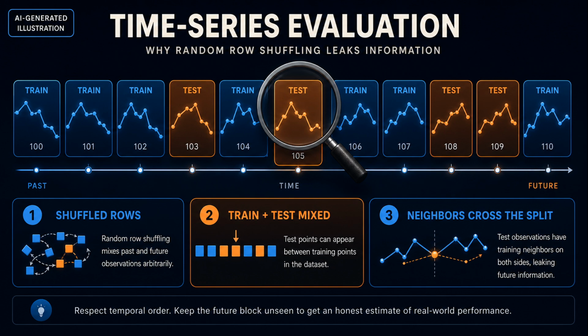Here is the same timeline with blue training rows and orange test rows. Notice how the colors alternate. An orange test point can sit between two blue points, and a later pattern can be represented in training before the earlier test point is scored. The score is not meaningless. It is answering a different estimand. How well can we predict a randomly held out row from a mixed timeline?